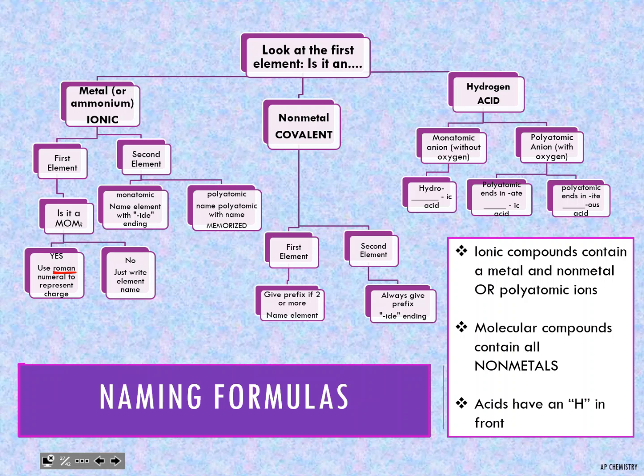Ionic compounds contain a metal, non-metal, or polyatomic ions. Molecular compounds contain all non-metals, so you might want to make a mental note there. So we look at the ones that are molecular or covalently bonded, and then the acids will have the H in the front.